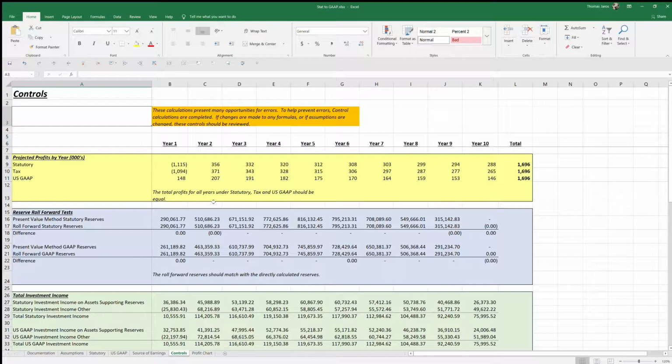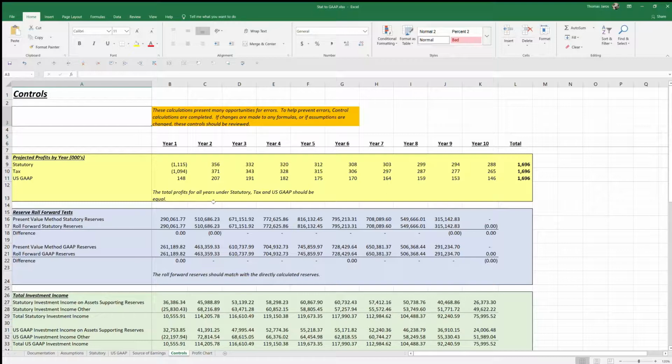The controls are just absolutely essential whenever you do a spreadsheet like this. This particular spreadsheet has several pages, thousands of formulas, many places where a mistake can be made. And we want to do everything we can to make sure that there aren't any mistakes in the spreadsheet. This won't catch everything, but it will catch a lot of different things. So I highly recommend having controls like this. If you're an auditor and you're looking at statutory to GAAP conversions, I would look for similar types of controls when you're doing your work. Well, let's get started here.